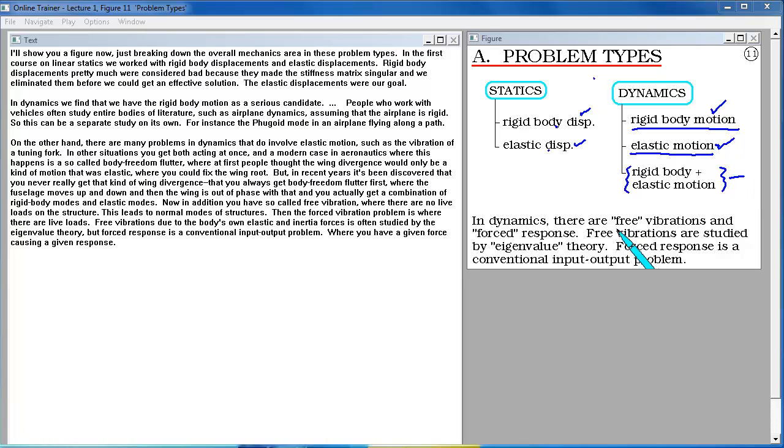Now, in addition, you have so-called free vibration, where there are no live loads on the structure. This leads to normal modes of structures. Then the forced vibration problem is where there are live loads. Free vibrations, due to the body's own elastic and inertia forces, is often studied by the eigenvalue theory, but forced response is a conventional input-output problem where you have a given force causing a given response.